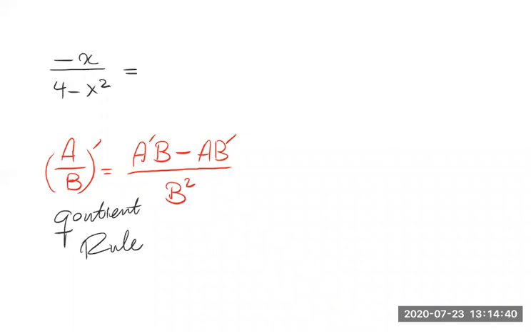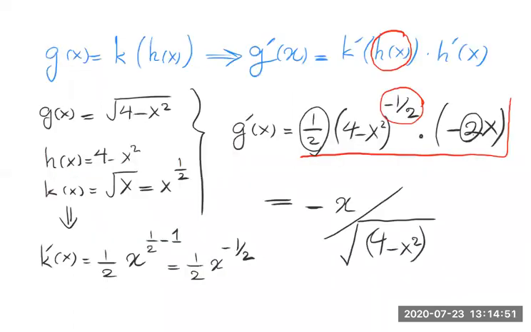Okay, so first we should take derivative of numerator. Derivative of minus x is minus 1. Yep, I can go back. Okay, can I go back? Is it good? Okay.